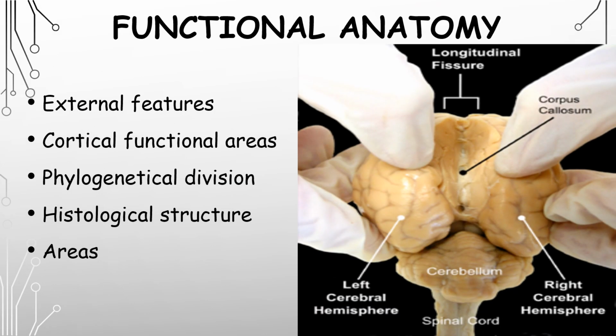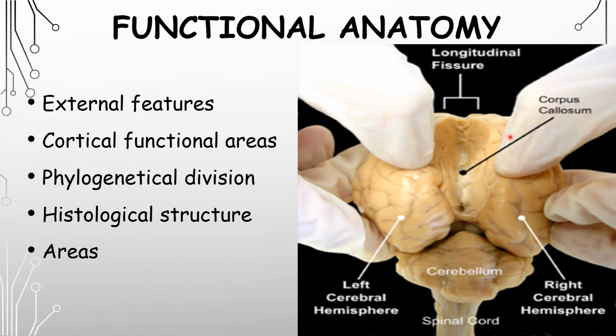Functional anatomy, let us discuss it under the following headings: external features, cortical functional areas, phylogenetical division, histological structure, and the Brodmann areas. So here you can see the picture of the cerebrum, which has two cerebral hemispheres. This is a posterior view. Here you can see the spinal cord, and this is the cerebellum, right?